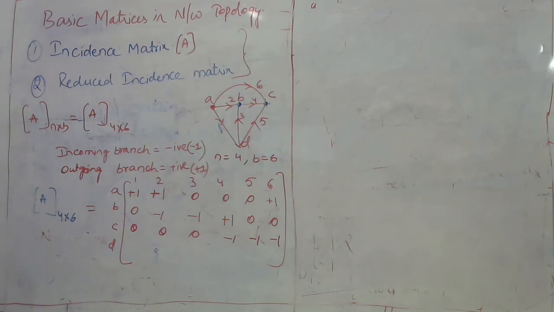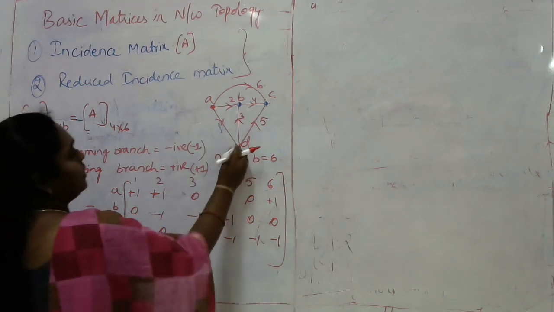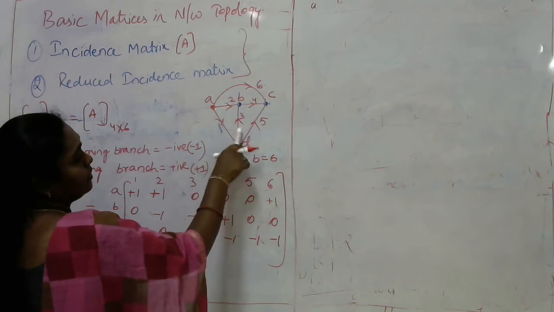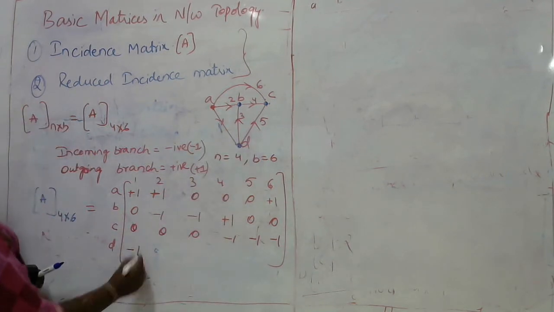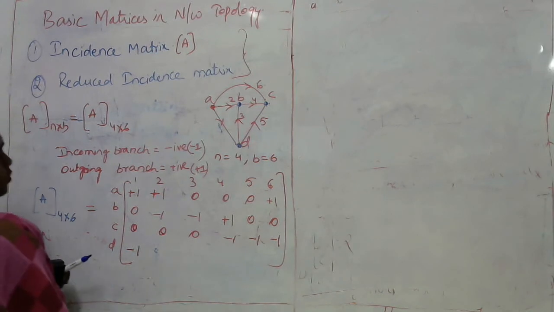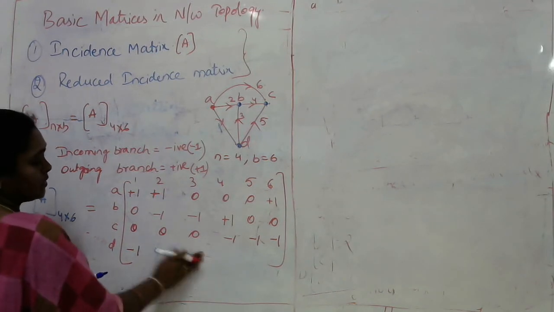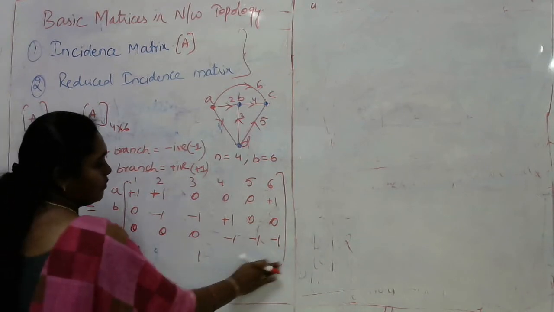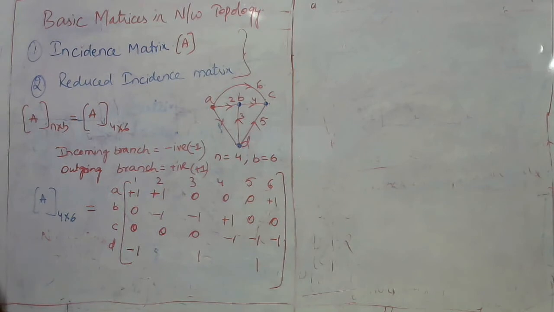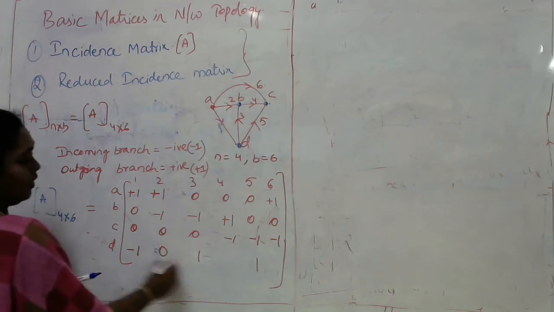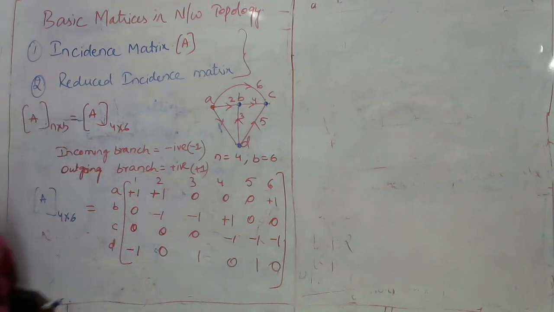And the last node is node D. Node D is connected with the branches 1, 3, and 5. 1 is incoming, so 1 is -1. 3 and 5 are outgoing, so 3 is +1 and 5 is also +1. So 1 is -1, 3 is +1, 5 is +1, and all the remaining should be 0. This is how to write down an incidence matrix for a given graph.